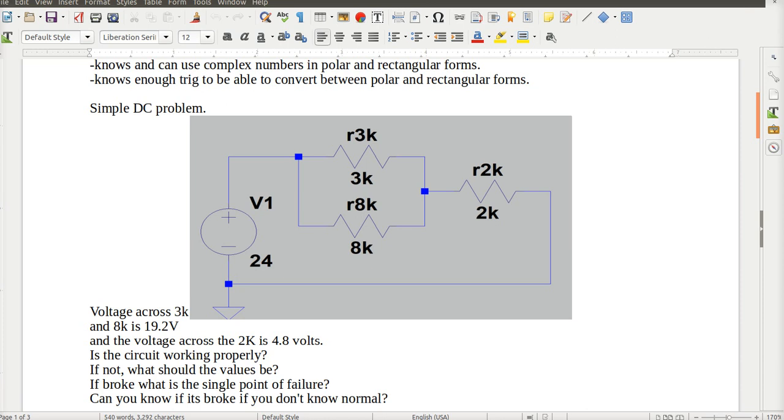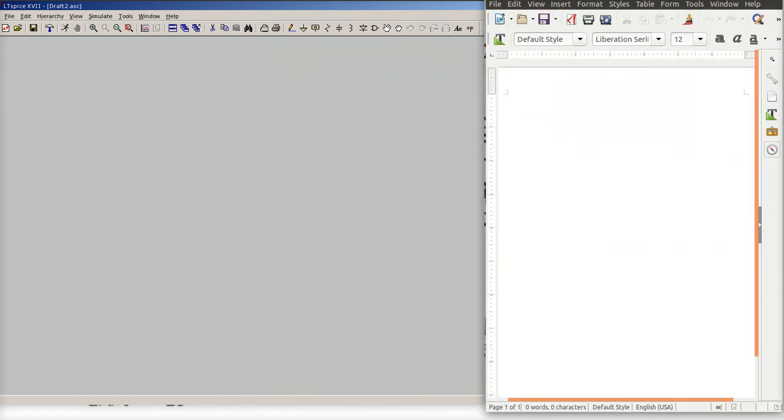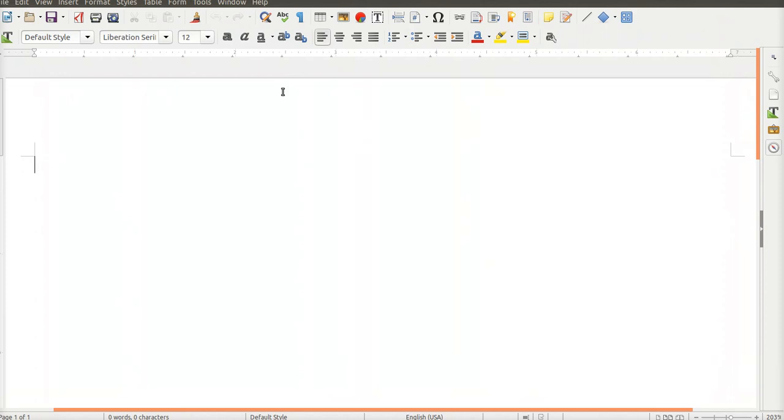So I'm going to minimize this for a minute and go to a new document so I can type. Oh, we have to go bigger. Okay, I3 plus I8, sorry, equals I2. And that is one of my 3 equations. Since I have 3 unknowns, I need 3 equations.